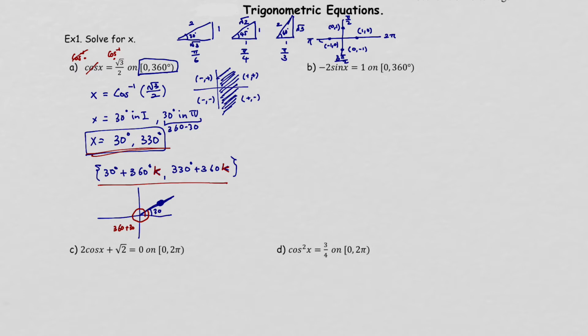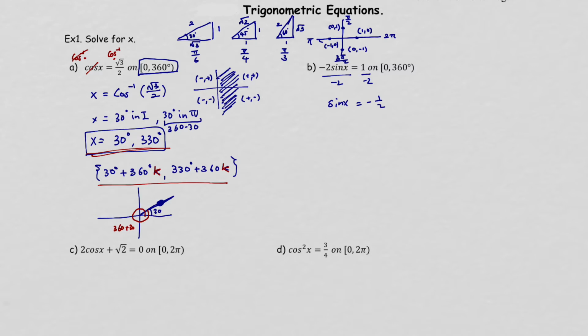Let's look at example 2. Remember from the other example, I said that you want to isolate x by itself. So in order to do that, you probably need to get rid of this first multiplication, which is -2 times, and then you want to get rid of sine by multiplying both sides by sine inverse. So let's do one at a time. You're going to divide both sides by -2. Then you get sine x equals -1/2.